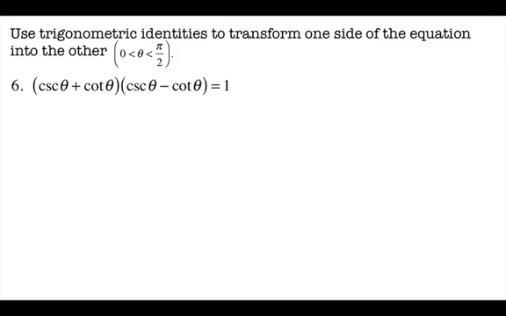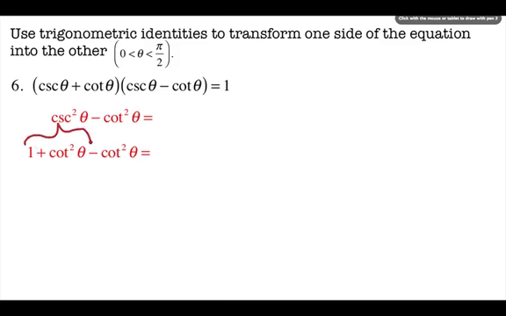A little more complicated, same directions. I want to show that one side is equal to the other side. The left side looks more complicated, so I'm going to work on that side. If I apply FOIL, this is what I get. And then at this point, I am going to use one of the Pythagorean identities. This is equal to 1 plus cotangent squared theta. Bring the sign down, bring cotangent squared theta. I can simplify this, and that's how I end up with 1.